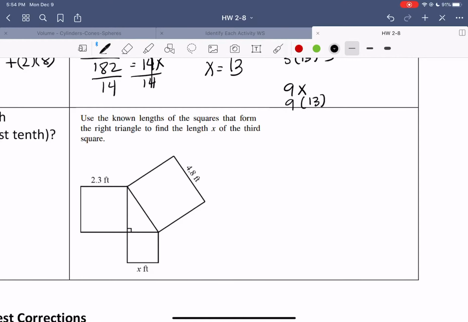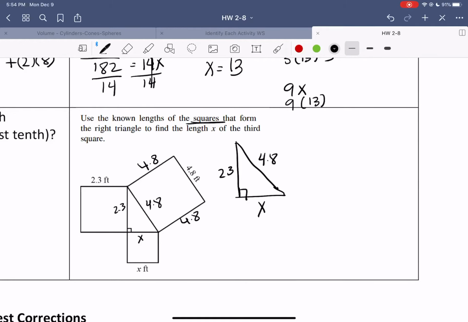All right, here we go. Use the known lengths of the squares that form the right triangle to find the length x of the third square. So we have a square with 4.8 on each side, another with 2.3 on each side, and one with an x. I'm just going to redraw my right triangle right here. We have a right triangle with an x, a 2.3, and a 4.8.